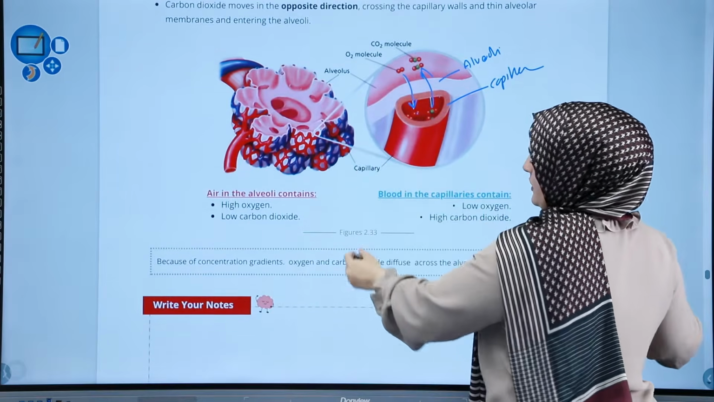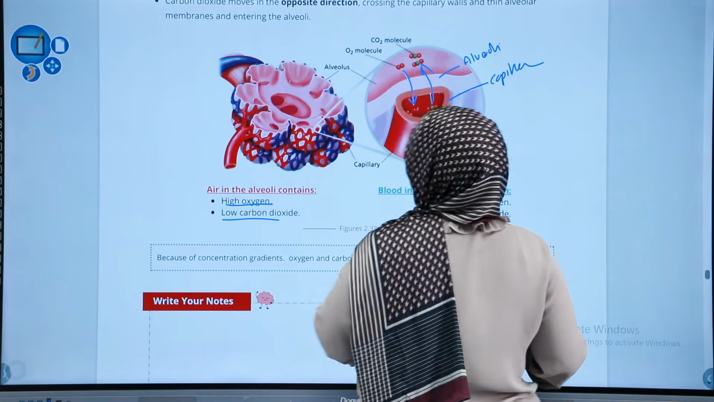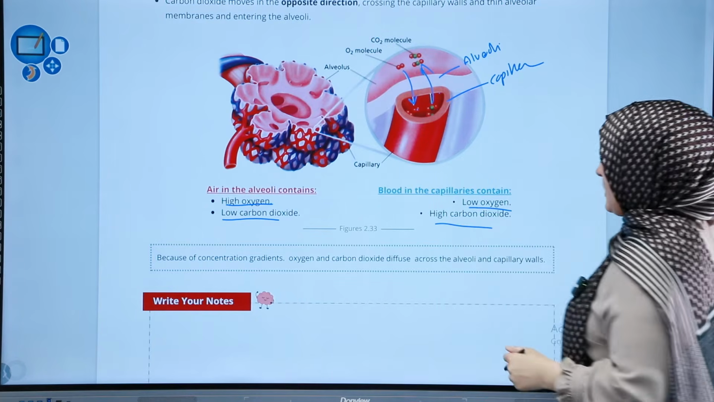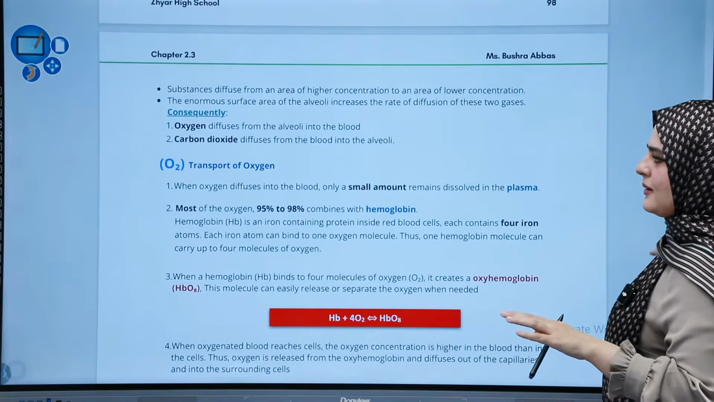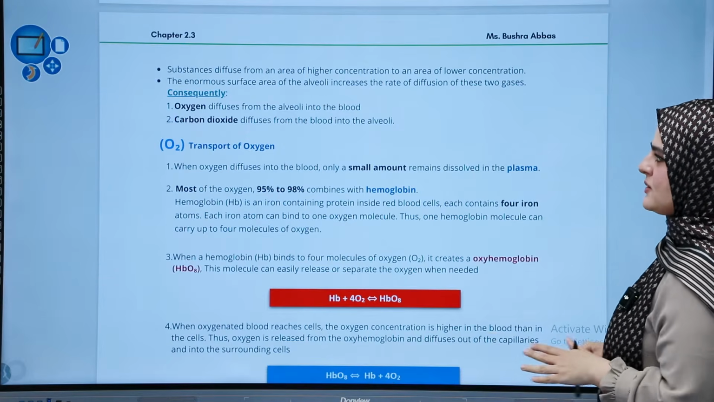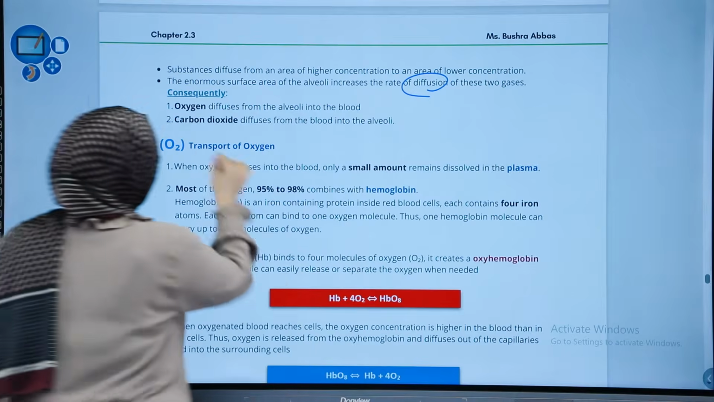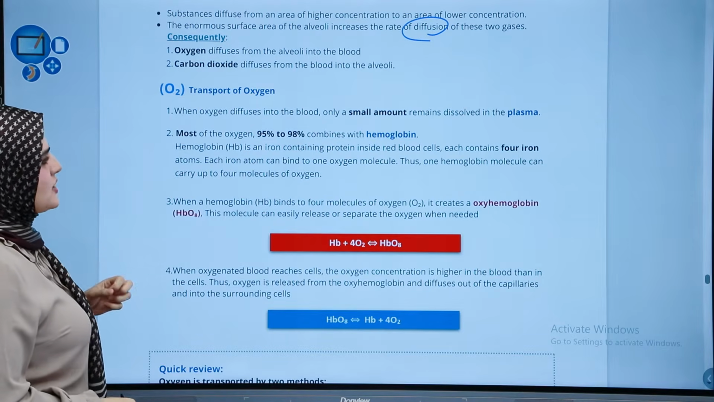They're in opposite directions like we said. The alveoli is high in oxygen, low in carbon dioxide, while the blood capillary is low in oxygen, high in carbon dioxide. We're going to talk about how these two are actually transported. Remember, we said it's because of diffusion and their direction, we already said it. Let's see how oxygen is transported.